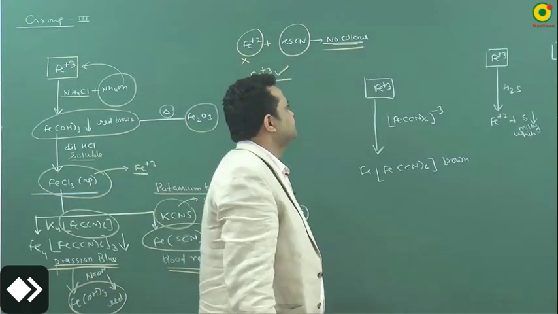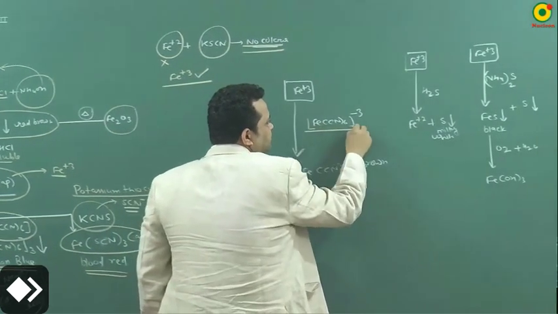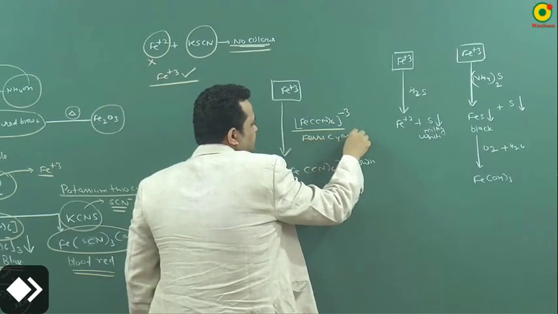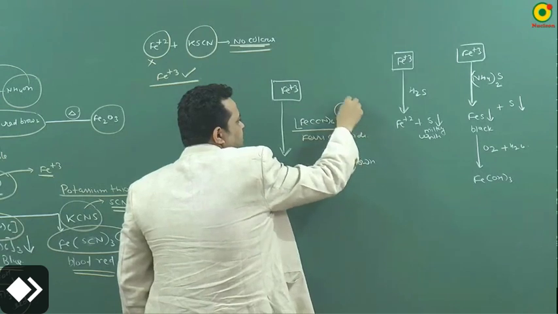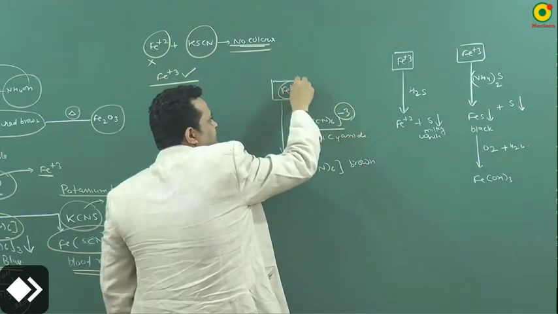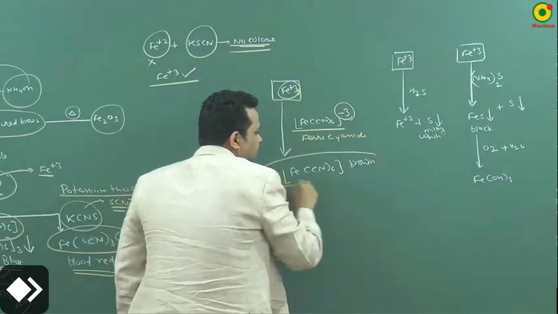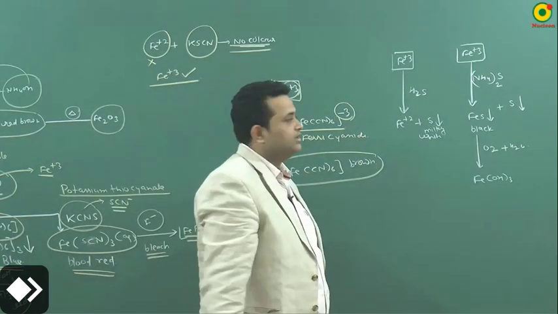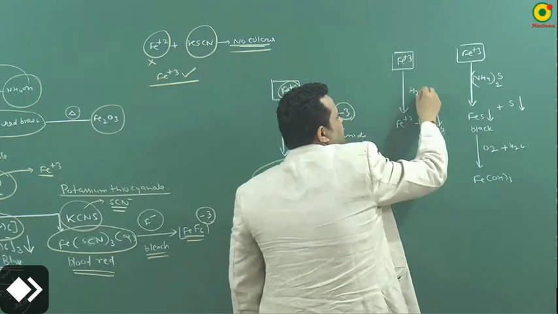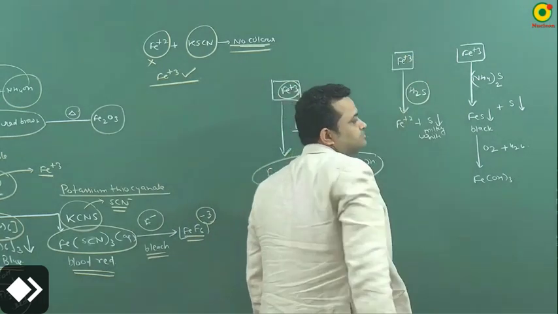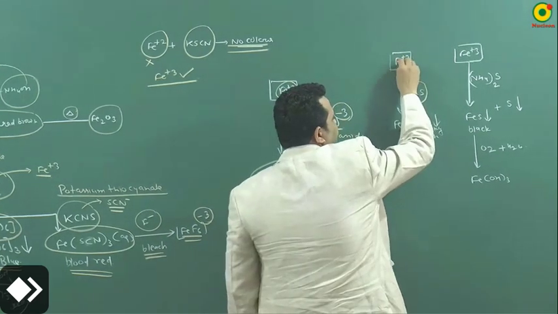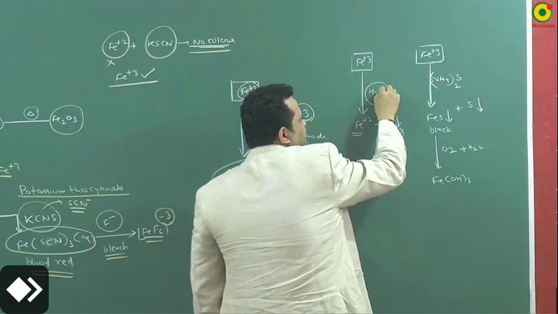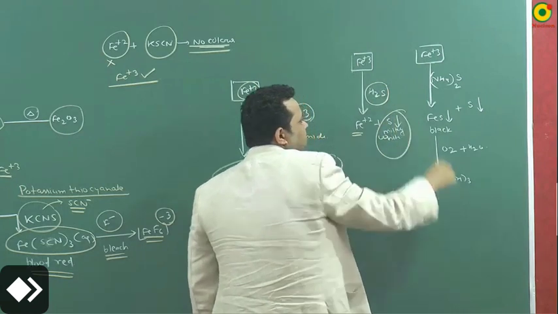This is the difference. If we add potassium ferricyanide, this is the ferricyanide ion. Potassium ferricyanide has minus 3 charge. It combines with Fe+3, forming a brown color, which is Fe[Fe(CN)6]. If we add Fe+3 into H2S solution, what will happen? That Fe+3 will be reduced into Fe+2, and it will oxidize H2S into milky white appearance of sulfur.